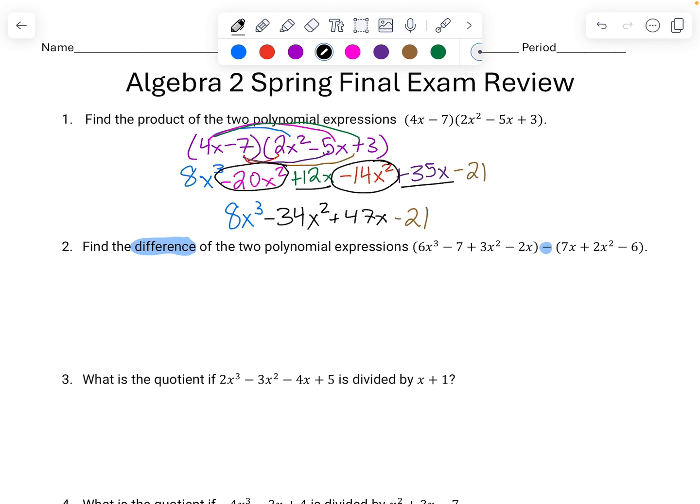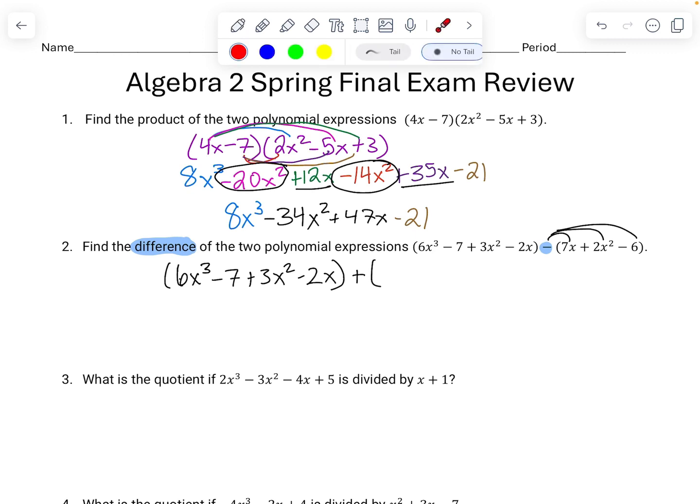Okay, so my first polynomial stays the same. I have 6x cubed minus 7 plus 3x squared minus 2x. Okay, and now since I'm going to distribute this negative onto all three of those terms, I'm going to change that negative to a plus, and I'm going to flip-flop all of the signs. Okay, so this 7 right here is a positive 7, so it's going to become a negative 7x. That positive 2x squared will become a negative 2x squared, and that negative 6 will become a positive 6.